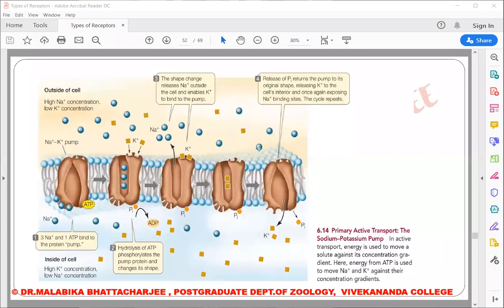This is a perfect example of an active transport. I talked about the sodium potassium pump. So this is an ATP powered pump. You can see the ATP is attached to the cytoplasmic end. And in this conformation, the channel is closed.